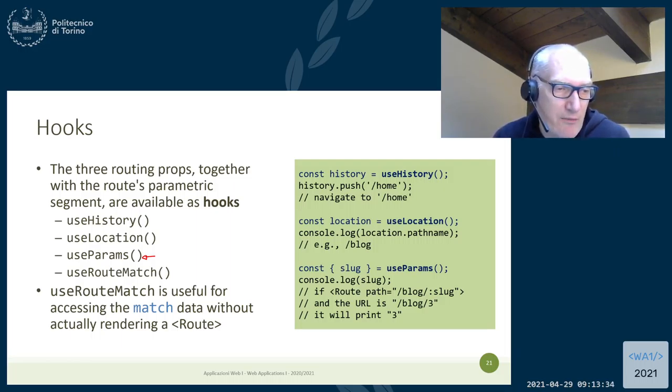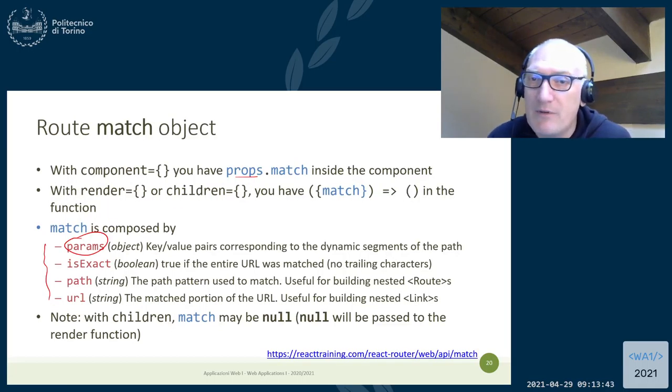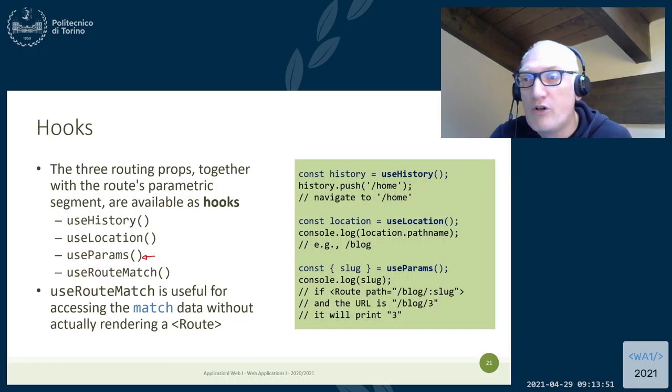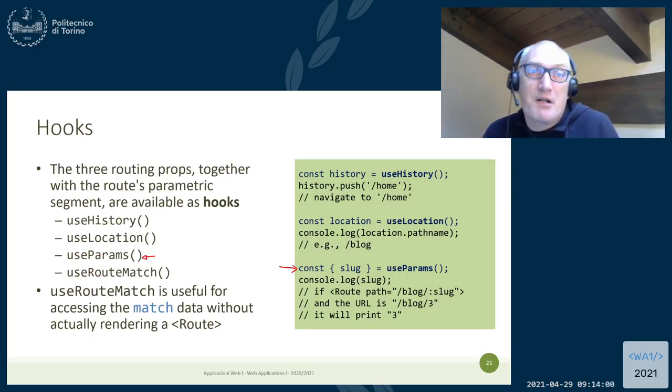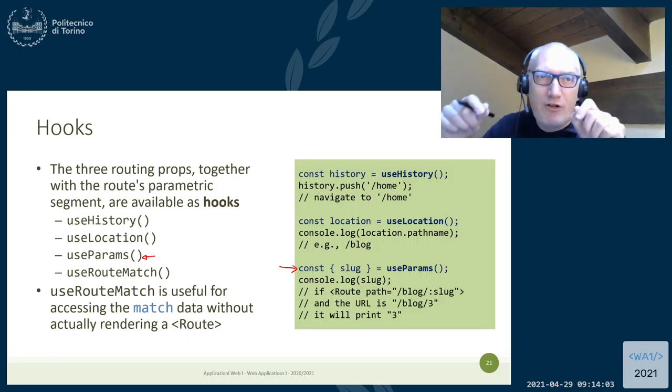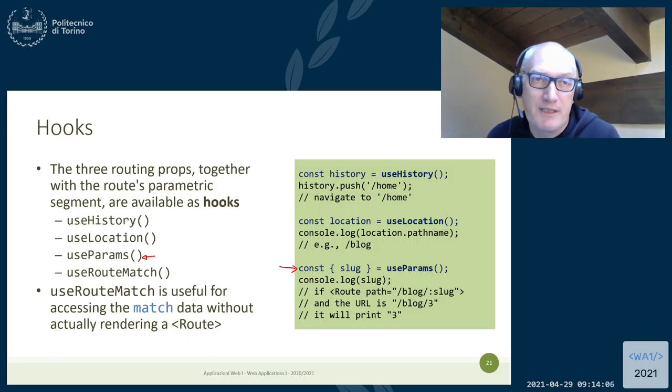Ivan is asking whether the component version is used for static components that are not dependent on the parameters. No, actually no, because the parameters are available also in the component version here, because the match object is passed automatically as a property, or you can access them in any case with a hook. So the information is always there. It's passed in a transparent way, let's say. We don't have to write the callback, but the information is already there as a prop or as a hook. So actually, it's just your choice of syntax. The three types are basically equivalent.